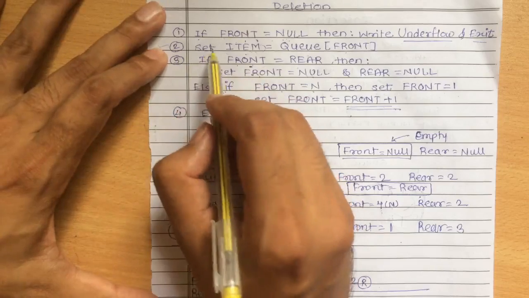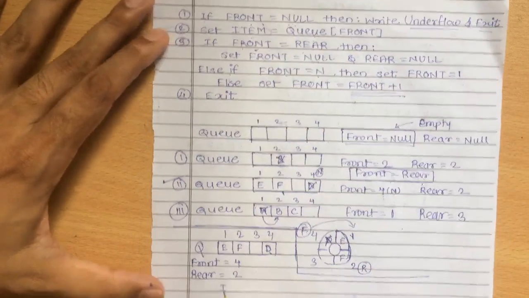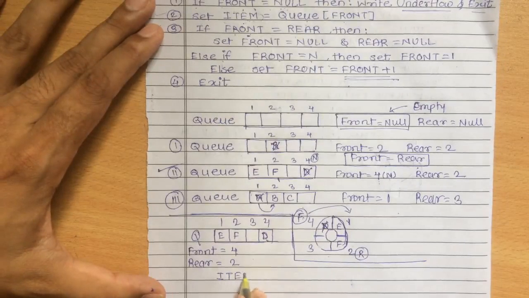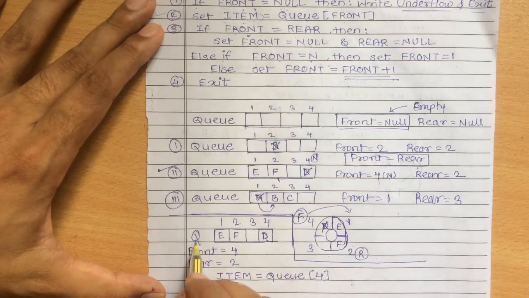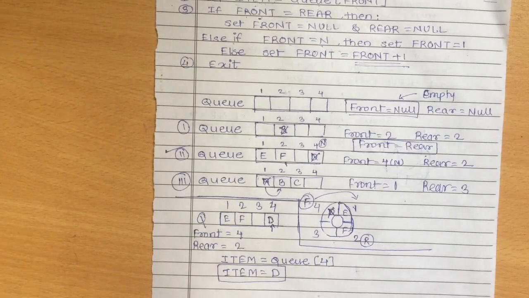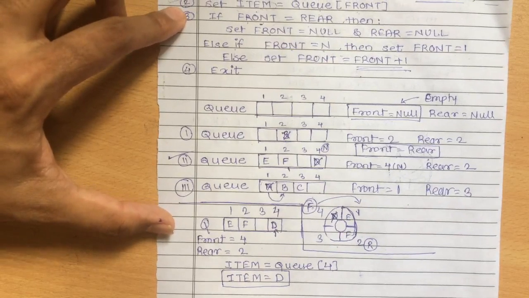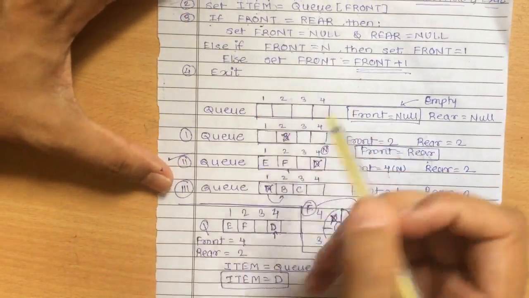In the second step, we have simply set item is equal to Q of front. Here I will write item is equal to Q of front. Q is the name of the array and the value of front is equal to 4. So Q of 4 is D. So I will set item equal to D. This element we have to remove, but before removing that element, we have to store it in another variable. So in the second step, we store the element in the variable item. Next, we go to the following steps.